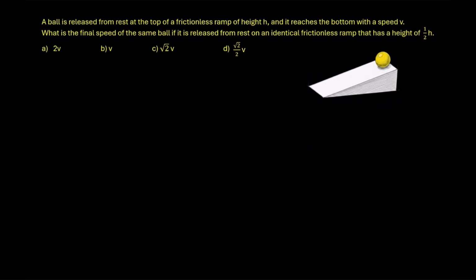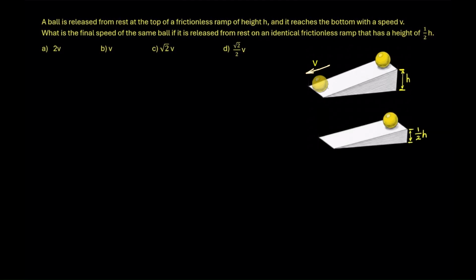Imagine this scenario. We have a ball rolling down a frictionless incline, starting from rest. The height of that incline is h, and the speed when the ball reaches the bottom is v. The question is, if we cut the height of the incline in half, making it 1/2h, what is the new speed? We have four choices. A, the new speed will be twice the original speed, 2v. B, the new speed will be the original speed, v. C, it will be the square root of 2 times the original speed. And D, root 2/2 times v.